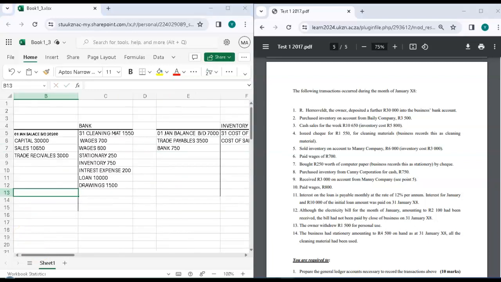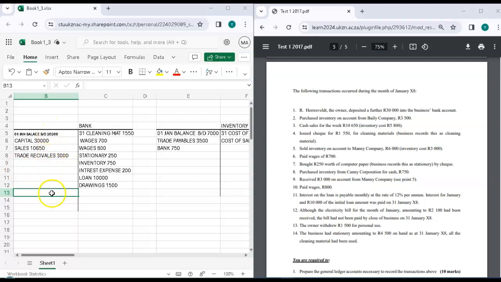Okay, so after we do this, we need to balance the accounts, right? Because we need that to do the trial balance, which will be the next question. So listen to me carefully. To balance any account, this is what you do. First, look at which side is the greatest. If you do not know which side is the greatest, calculate all the numbers and see which side is the greatest. But I can already see that this side will be my greatest, okay?